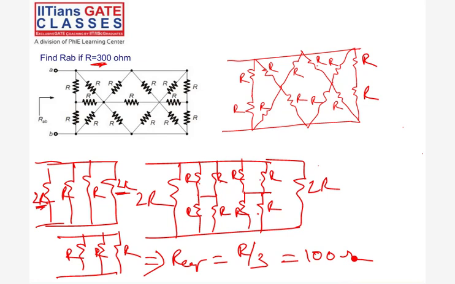See, okay, let me tell you one more thing. In a Wheatstone bridge, when the bridge is balanced, what happens? This voltage is equal to this voltage. The potential difference between these 2 points will be 0. Potential difference is 0. Voltage is 0, current is 0.